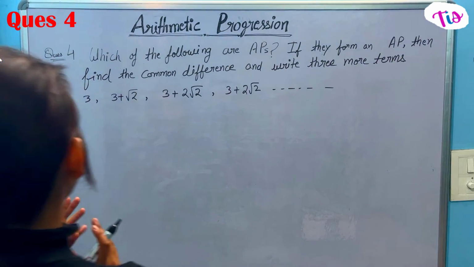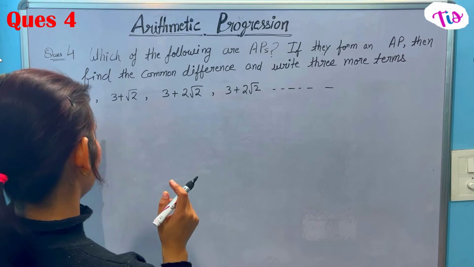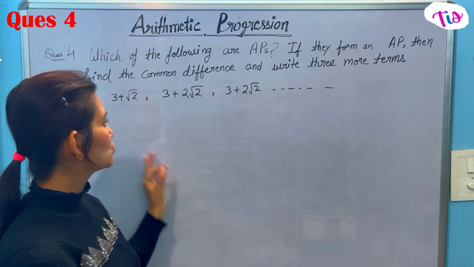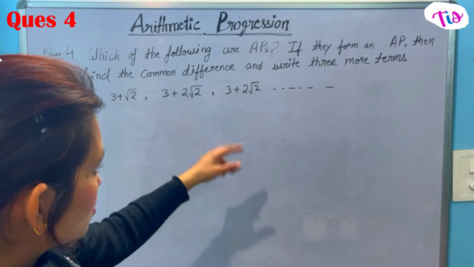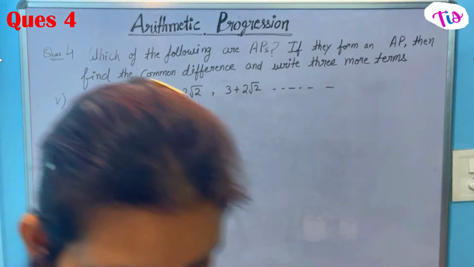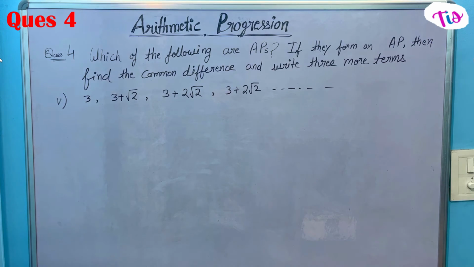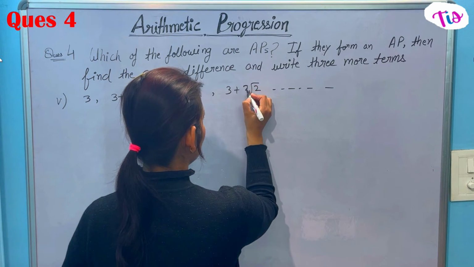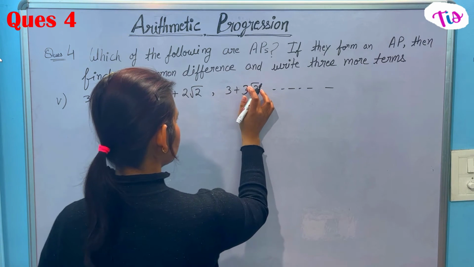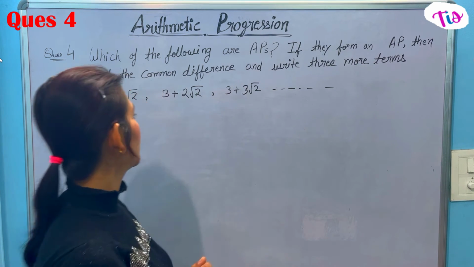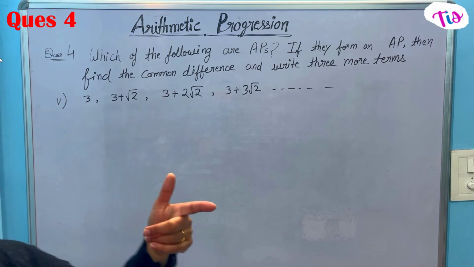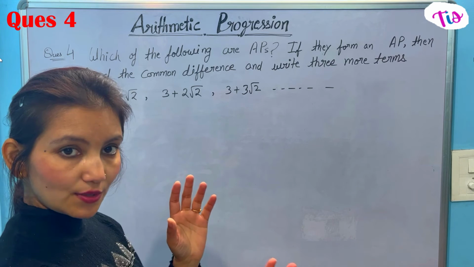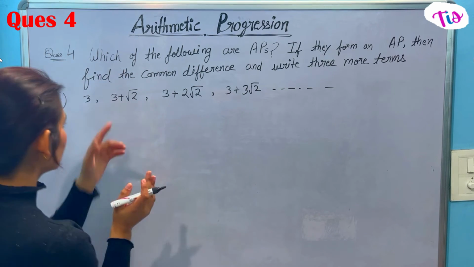Okay, now let's move to one more subpart. This is part 5 and the sequence here is 3 plus root 2, 3 plus 2 root 2, 3 plus 3 root 2. It was not 2 root 2, it was 3 root 2. So this is the sequence. Now you need to find out whether it's an AP or not. So let's find the common difference, the difference of 2 consecutive terms here also.